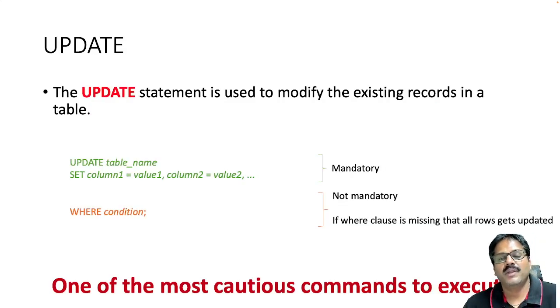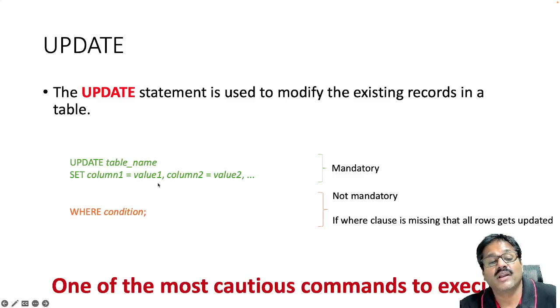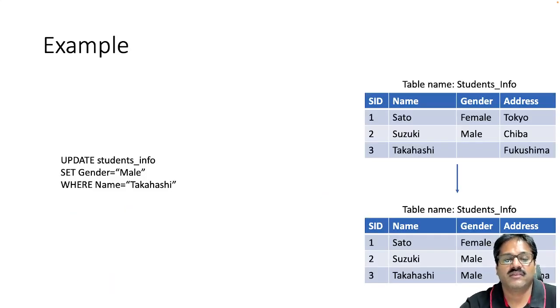Similarly, if you want to update any value in a table, the command is update table name, set column equal to a particular value, column 2 equal to a particular value. So we set the values and we mention the condition. Please note that mentioning the condition is of utmost importance, because if we don't use the where condition, the changes you are specifying in the update will be reflected in the entire table.